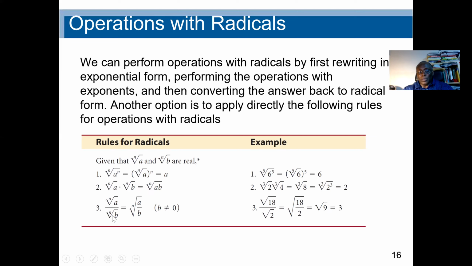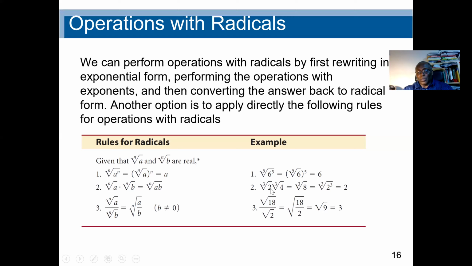Now here also the same thing. The roots are the same, nth root, nth root. So the nth root of a divided by the nth root of b, we can combine together. So we say the nth root of a over b. A very good example here: we have the square root of 18 divided by the square root of 2. Since both are square roots, we can just have the square root of everything, 18 divided by 2. That will give us the square root of 9. The square root of 9 is 3.